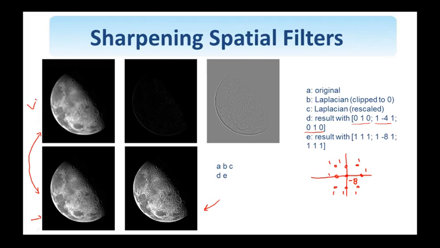Take the original image here, add the high frequency information as conveyed here by the Laplacian, and then we have these beautiful results down here where you can see considerably more detail when it comes to edges of this image of the moon.